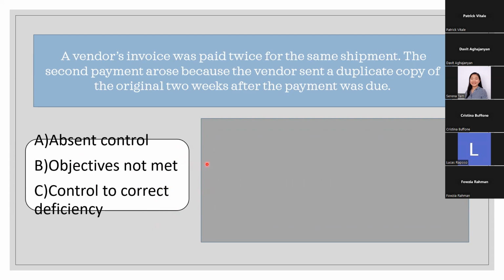A vendor's invoice was paid twice for the same shipment. The second payment arose because the vendor sent a duplicate copy of the original two weeks after the payment was due. So the problem here is that we paid the invoice once. Now the vendor is sending it another time by accident, and we actually paid it again, right?